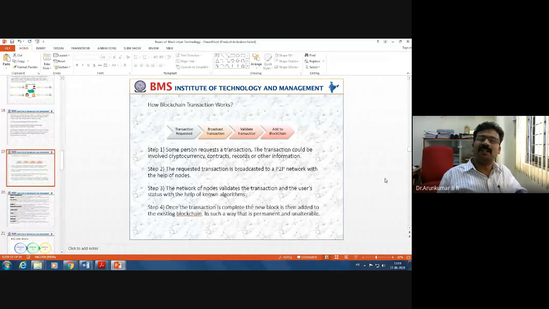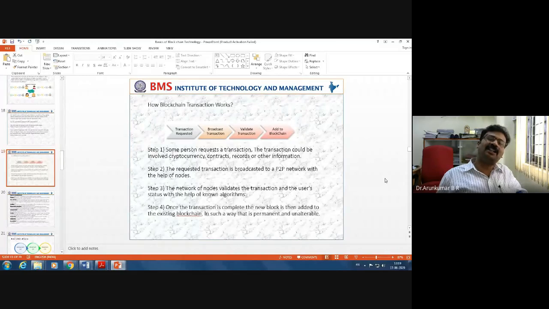The requested transaction is broadcasted to a peer-to-peer network with the help of nodes, for example. Right? The network of nodes validates the transaction and the user's status with the help of known algorithms. Once the transaction is complete, the new block is then added to the existing blockchain. Before the transaction is completed, you cannot add. Once you add, it becomes immutable. You cannot change any content of it. Therefore, once the transaction is completed, then it is added.